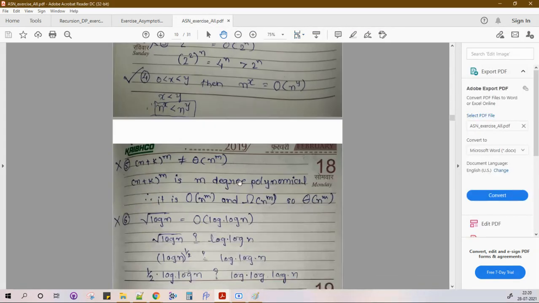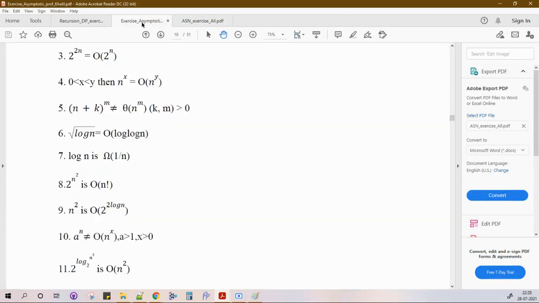Let me verify the answers one by one. Yes, this is true, because I have not solved it. I am solving it for the first time after subject one. Correct. Now, the next question we have is n plus k raised to m.